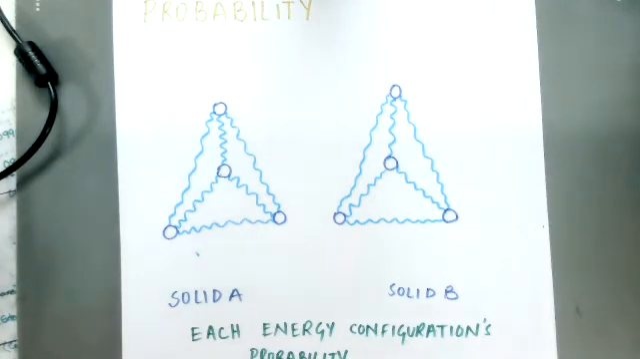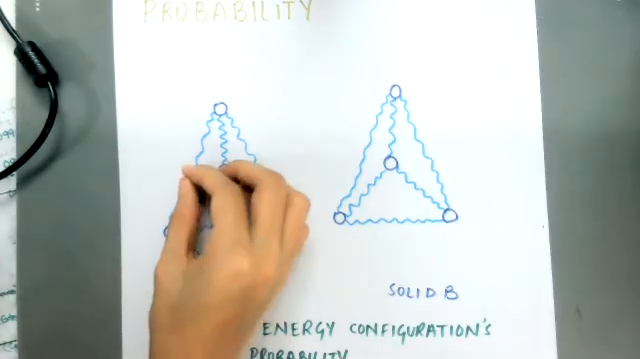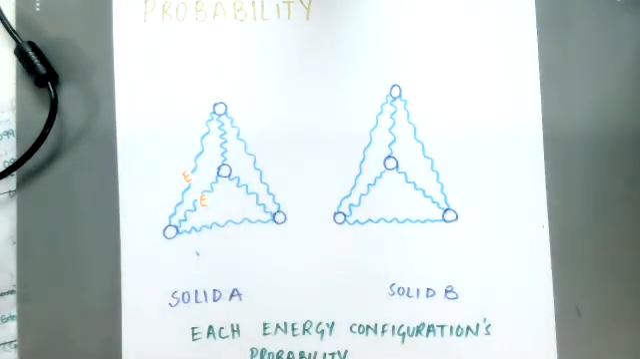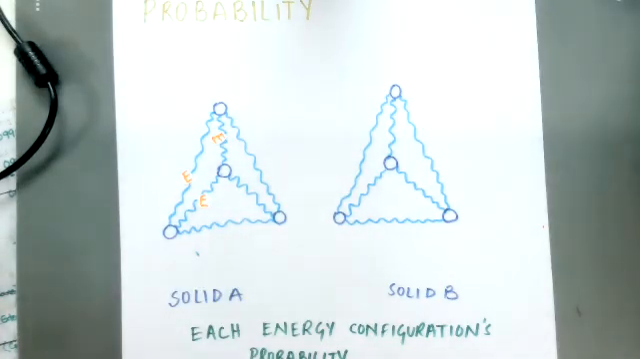Okay. I want you to think of solid A and solid B. They have 6 chemical bonds each, and I told you that each chemical bond has energy. So I'm going to talk about units of energy. I'm going to be calling them coulombs, or quanta.